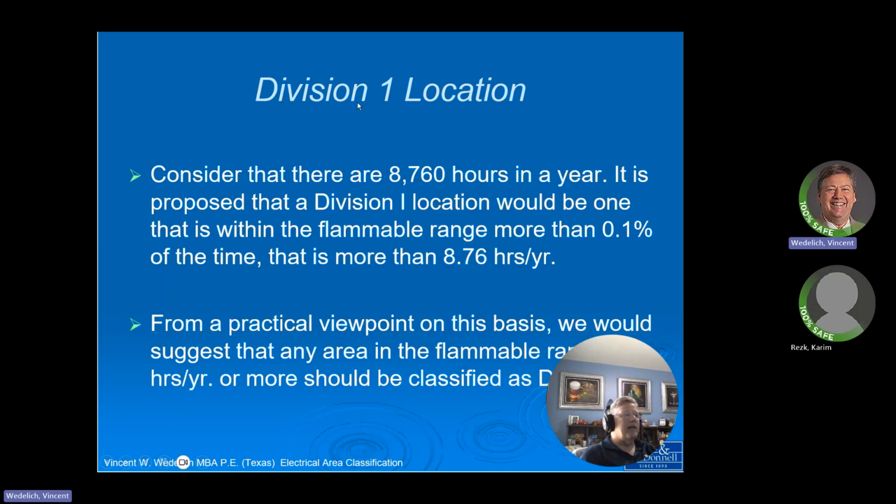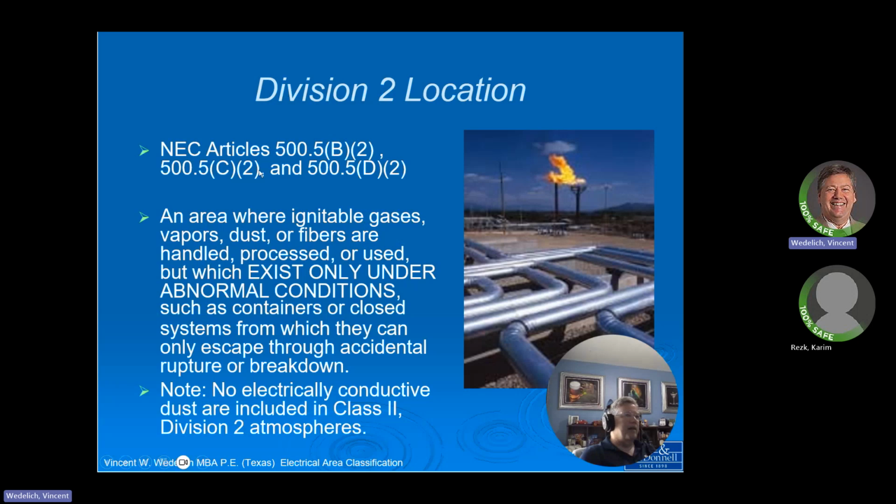So again, class one div one would be considering 8,760 hours per year. It is proposed that a div 1 location would be from 0.1% of the time to 8.76 hours per year. So it's basically 1 to 10 hours, right? A Div 2 location says, hey, these pipes are pretty well secured. They could leak, but they're sealed. You could probably get away with walking around there with a match. I wouldn't do it, but you could.